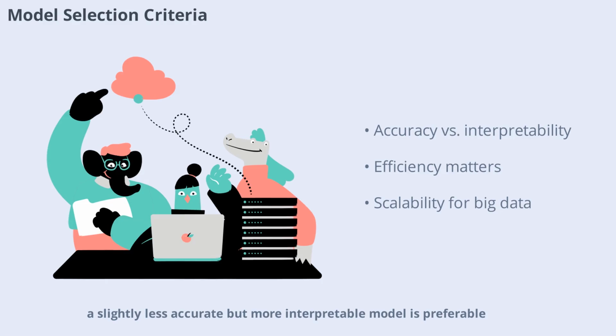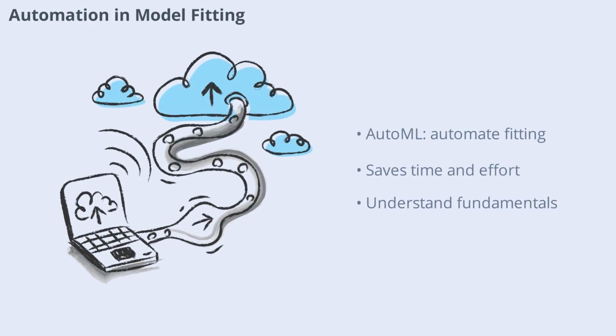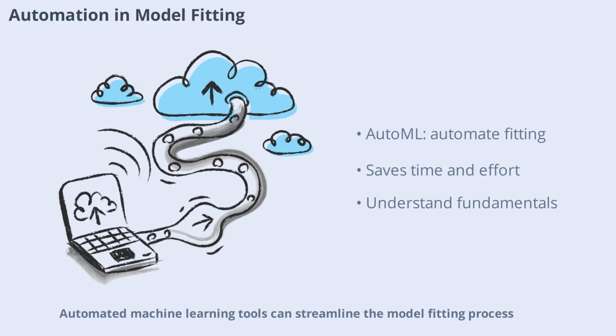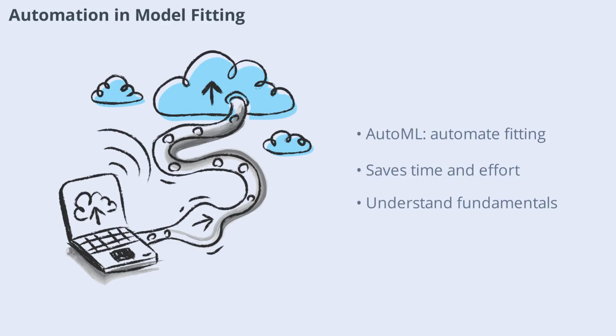Sometimes, a slightly less accurate but more interpretable model is preferable, especially in fields like healthcare or finance where understanding decisions is critical. Automated machine learning tools can streamline the model fitting process, handling tasks like feature selection, hyperparameter tuning, and model evaluation. These tools make it easier for non-experts to build effective models, but it's still important to understand the fundamentals to interpret results correctly.